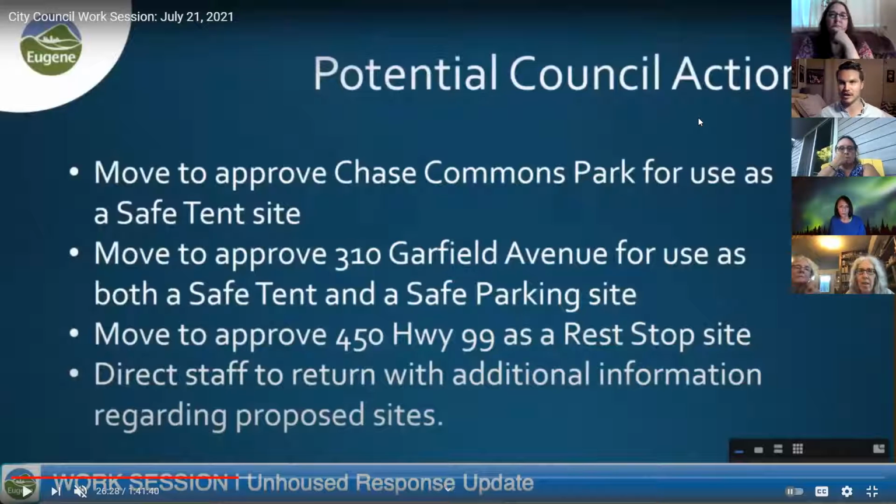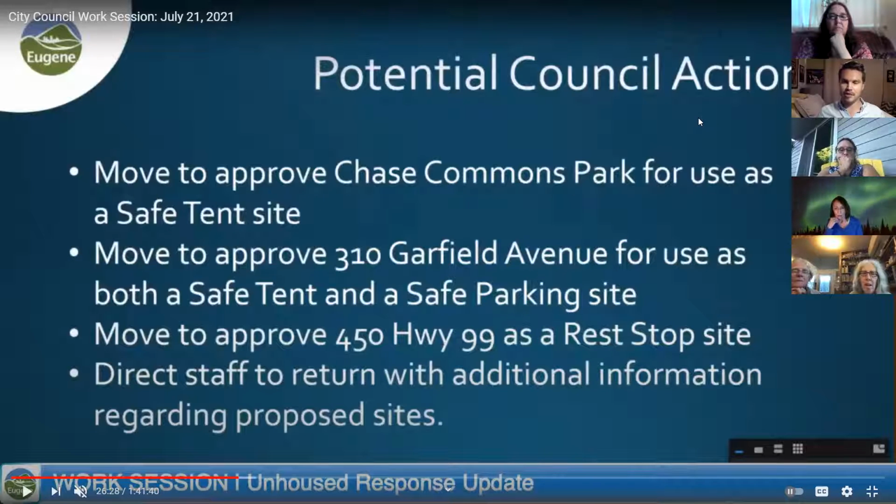So the safe sleep sites take 2 forms. You can do car camping or tent camping. So that's between 50 and 60 tents. They made a motion to approve 310 Garfield. So that's 2nd and Garfield. It's to the west of the Whitaker. It's closer to the Mission than anything. So it's still very close to the Whitaker, but it's not in the Whitaker, as a hybrid safe tent and safe parking site. So that's between 50 and 60 sites or tents.